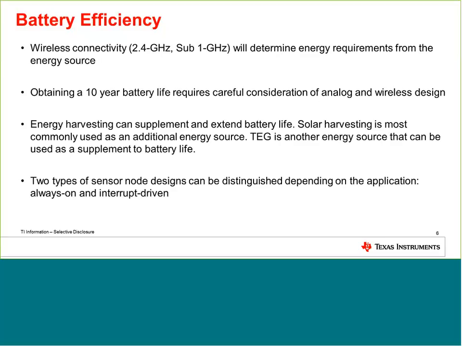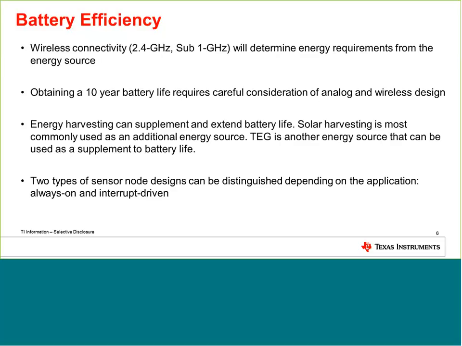And so we are trying to design our analog and wireless design around 10 years battery life. Now in some situations, for example, when we have BLE, then we cannot use small batteries, or batteries by itself cannot supply enough energy, so we need to do additional energy harvesting to supplement the battery and extend its life. Solar harvesting naturally is the most commonly used, but there are also other sources like thermoelectric generation or vibration and so on.